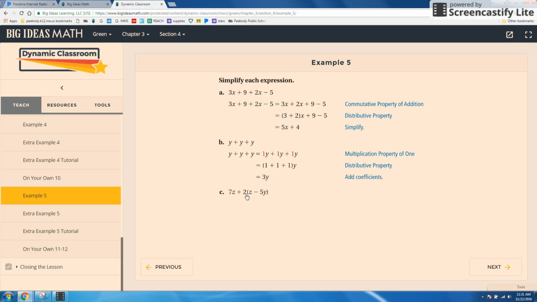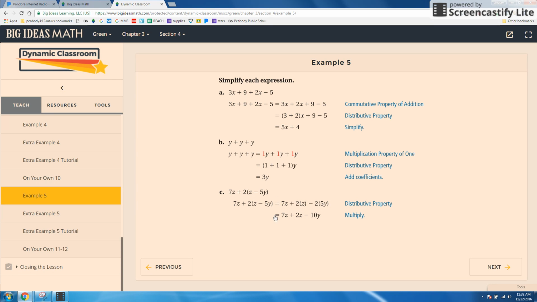This last one's a little bit tricky. You have this distributive property built into it. So you need to do the distributive property first. So 2 times z and 2 times 5y. So they're showing you that that 2 times z is 2z, 2 times 5y is 10y. The minus sign goes between them.